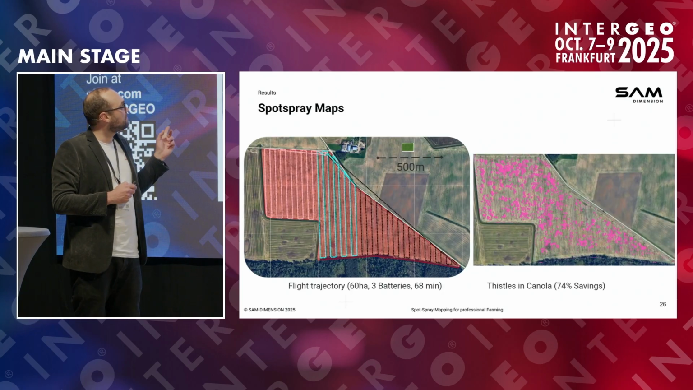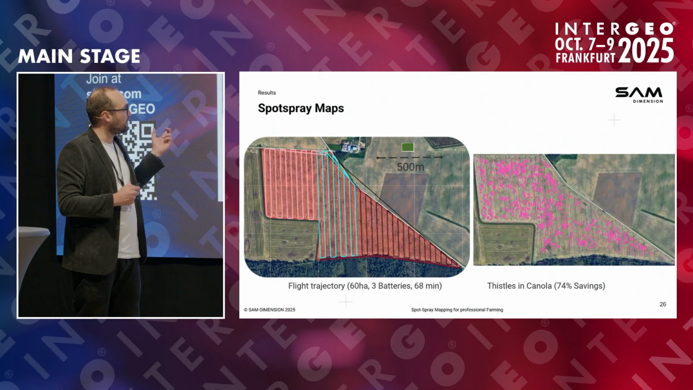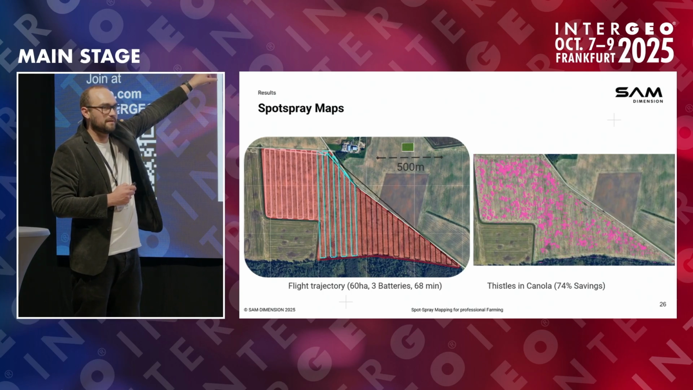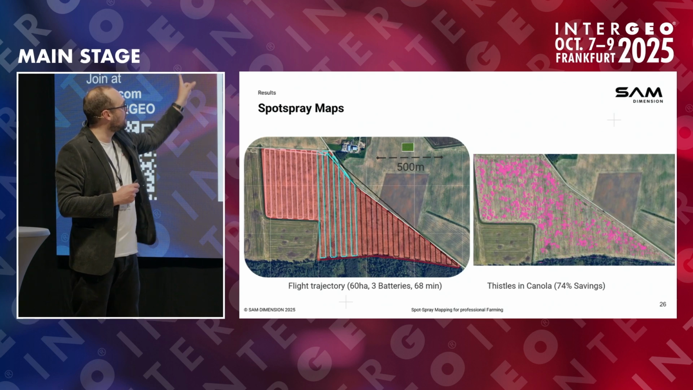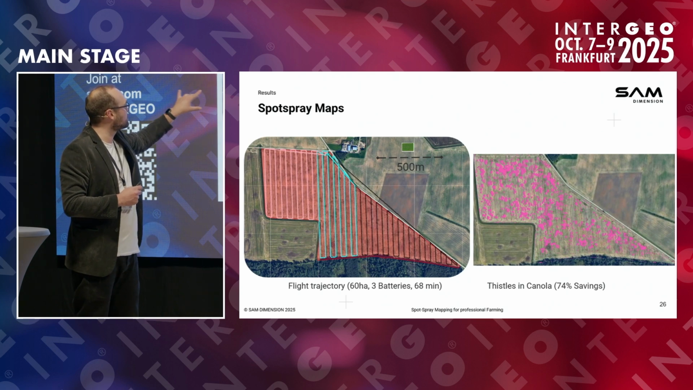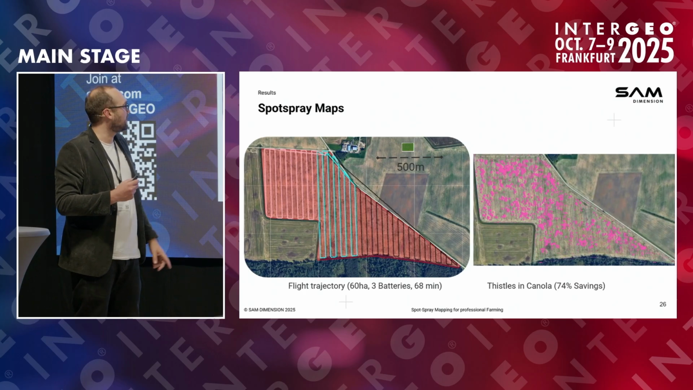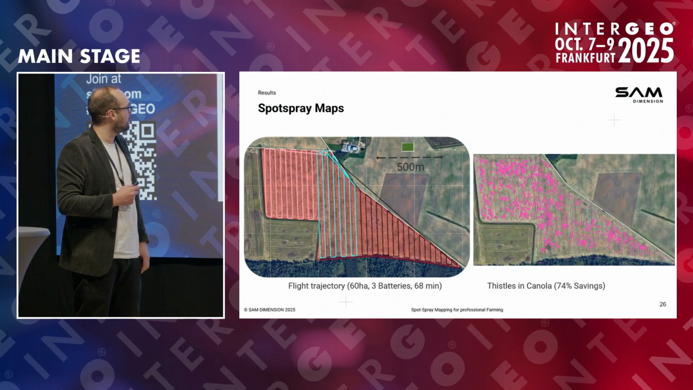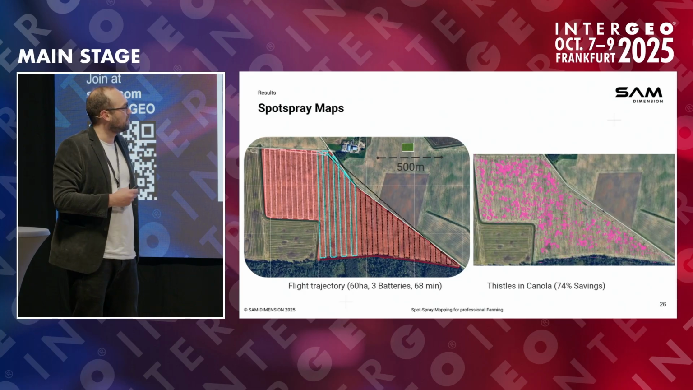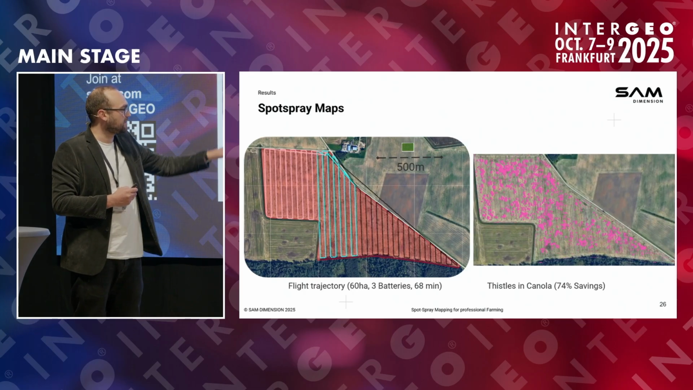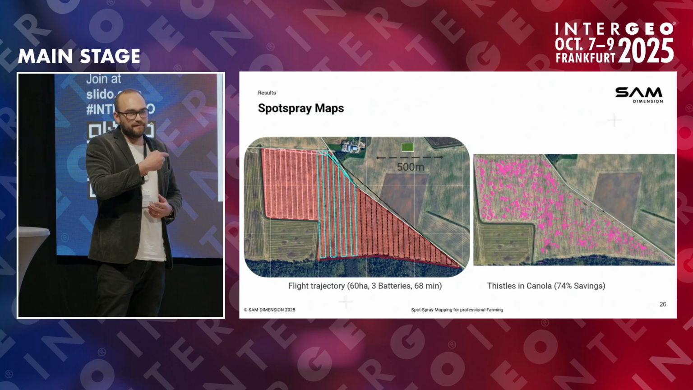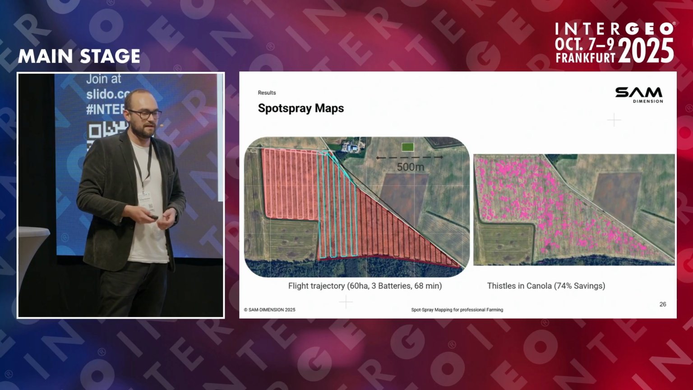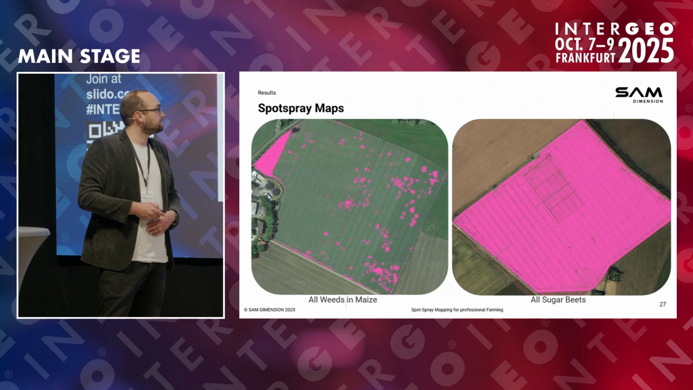This is a field from last weekend that one of our customers in Lithuania flew. This is 60 hectares, so I drew a little soccer field up there next to the scale bar. This is 500 meters, so it's a very, very big field, and you see how spaced our flight plan is there. You have 50 meters between each section, or 40 meters here with some overlap. The outcome there, they were growing canola, and these are the thistles in the canola, and they could save up to 75%.